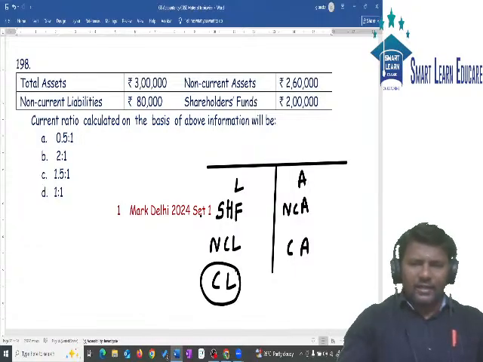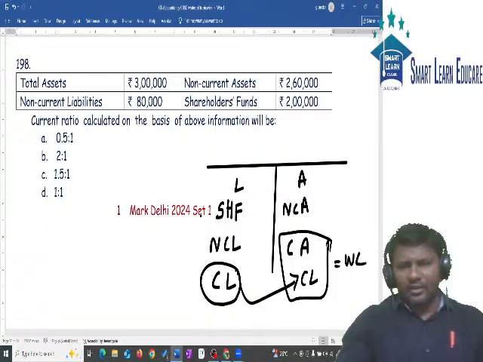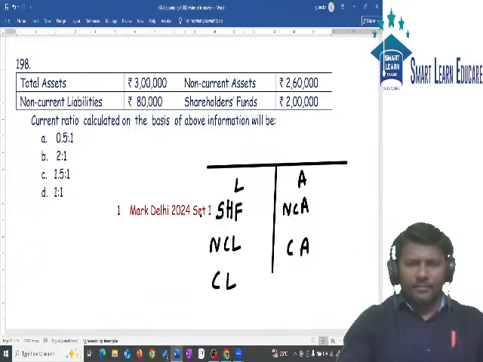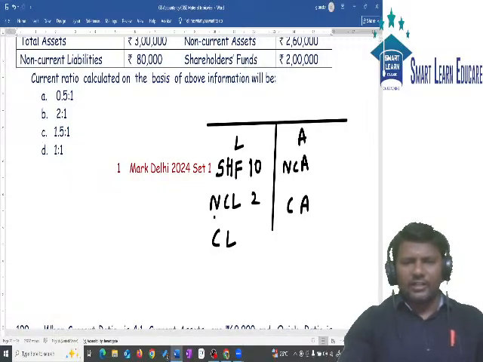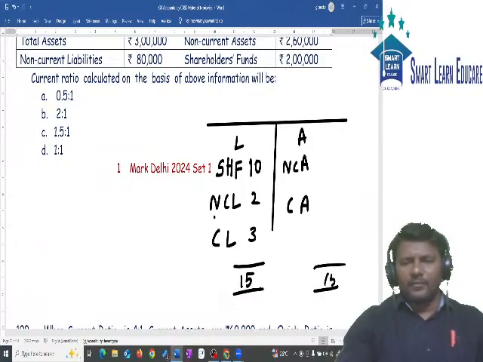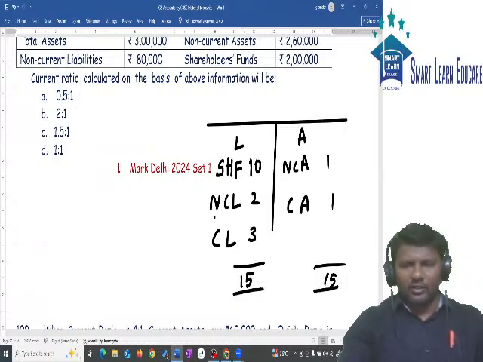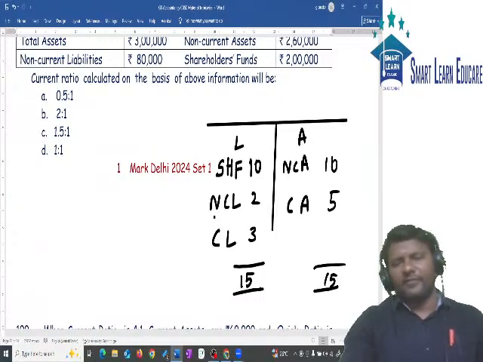If you write current liability on the asset side, then current asset minus current liability will give you working capital. For example, assume shareholders fund is 10 rupees. Non-current liability is 2. Current liability is 3. What is your liability side total? 15. The same 15 will come here. The breakup is 10 non-current asset, and your current asset will be 5.